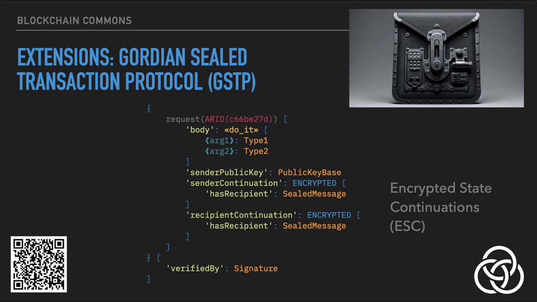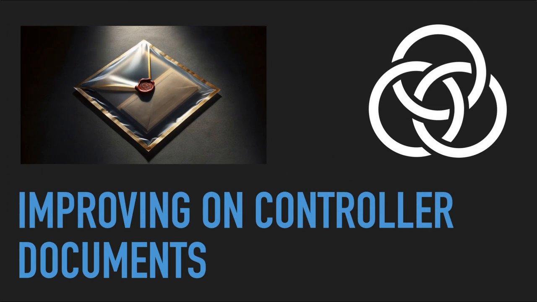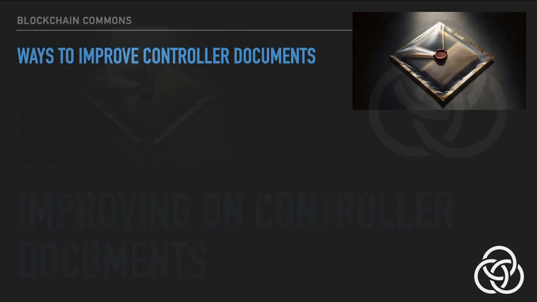This state can include anything that you might need, such as database cursors, and because you don't need to store it locally, it's very useful for either constrained environments or environments like server farms that need horizontal scaling. So we'd like to improve on controller documents using these technologies. There are several ways that have been proposed to do this.